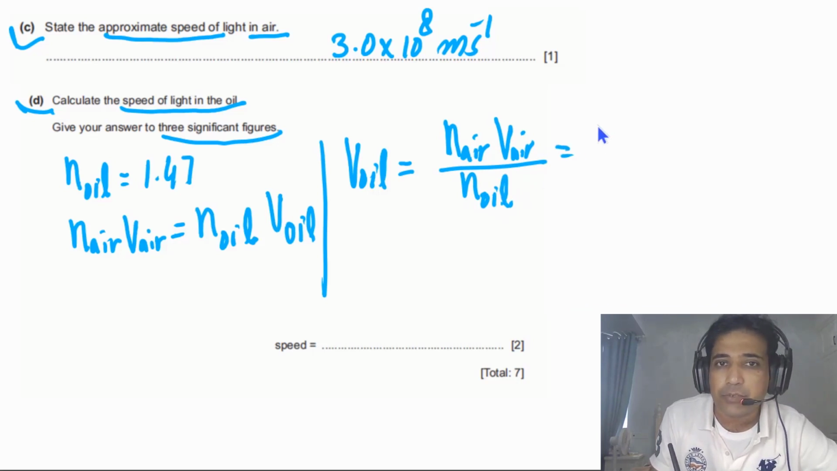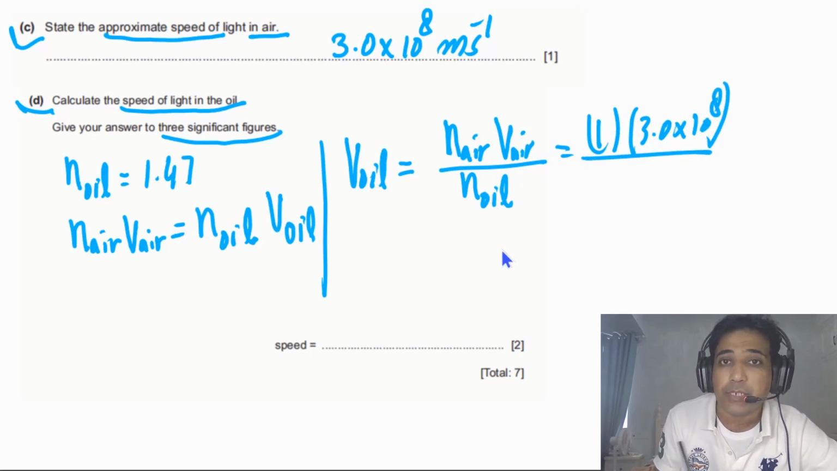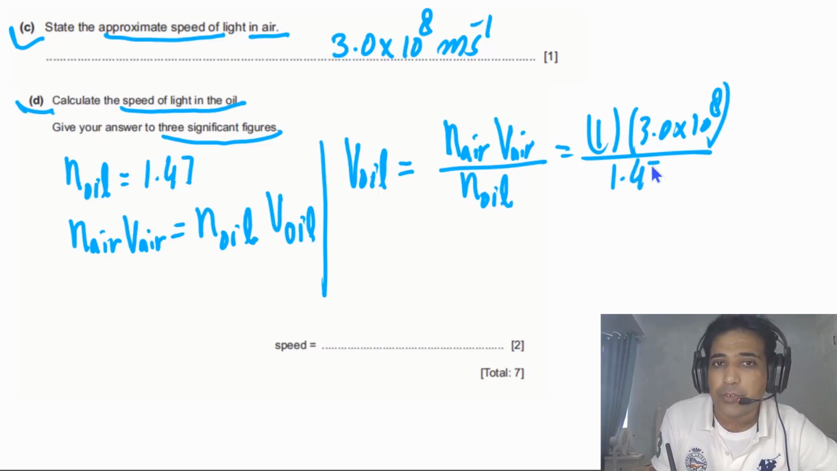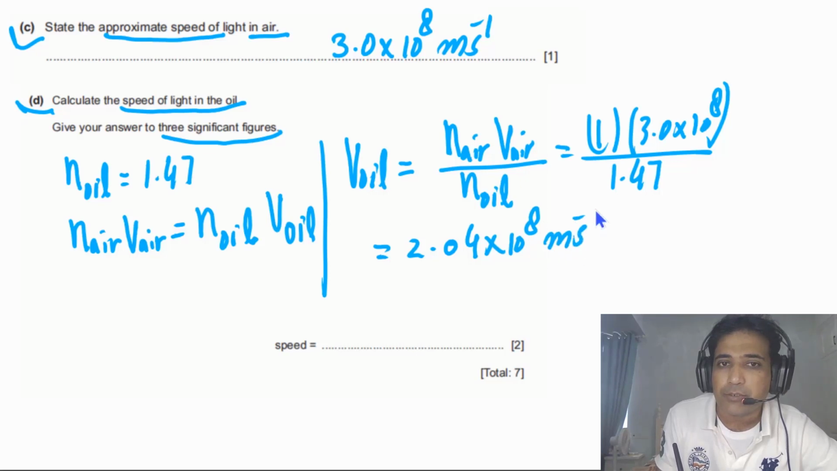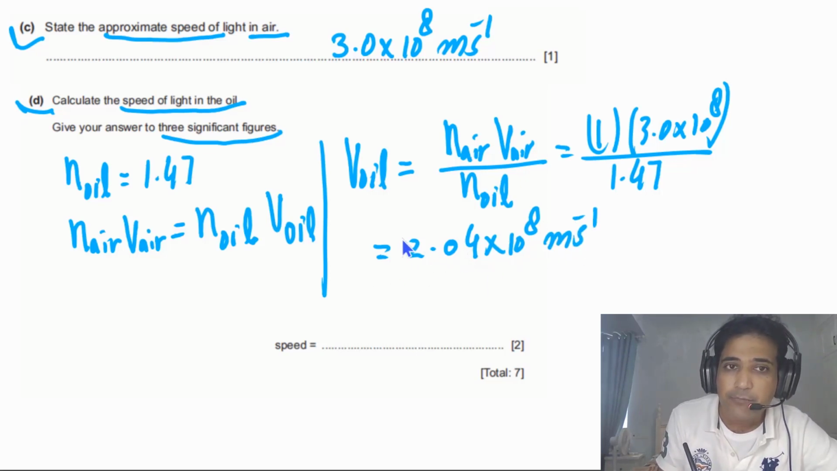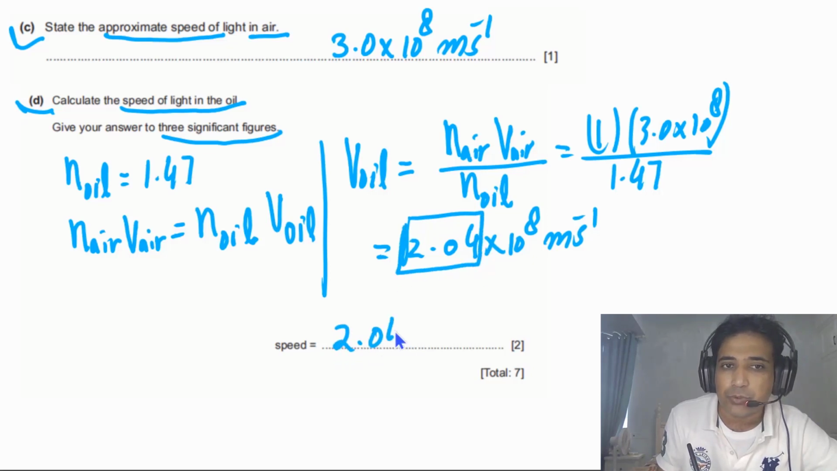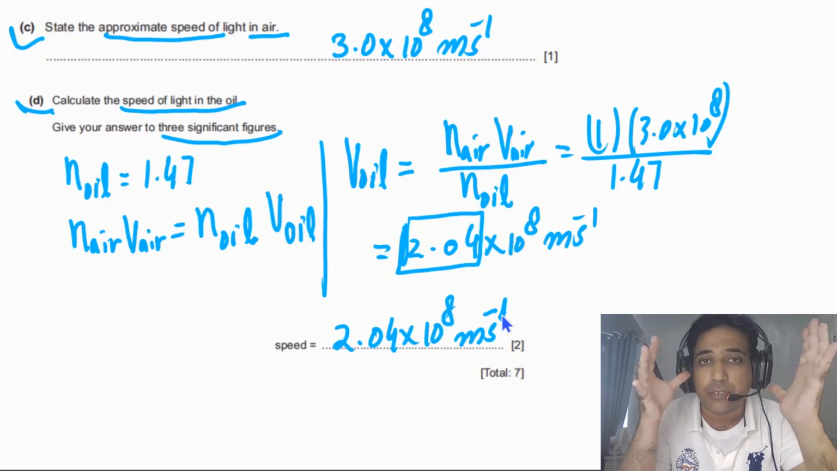The refractive index of air is 1, the speed of light in air is 3.0 times 10 to 8, and the refractive index of oil is 1.47. So simply we need to divide. If you divide by 1.47, you will get 2.04 times 10 to 8 meters per second. Our answer has to be up to 3 SF, and this has 3 SF. So simply you have to write down 2.04 times 10 to 8 meters per second. You also need to write down the unit. So this is how you can answer.